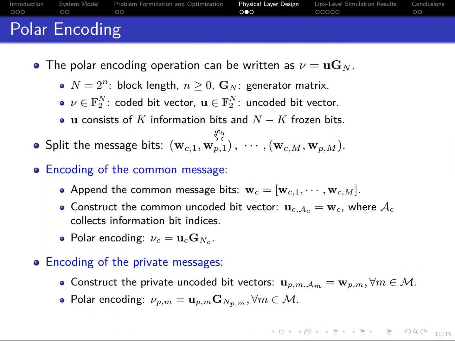To jointly encode the common information bit vectors, all common parts of the group messages WC1 to WCM are at first appended into WC. Then the common uncoded bit vector UC is constructed by placing WC to the information bit indexes. The common coded bit vector is therefore obtained. Similarly, we can construct the private uncoded bit vectors UP1 to UPM by placing the WP1 to WPM to the corresponding information bit indexes. The values of all frozen bits are fixed and known by both encoder and decoder.